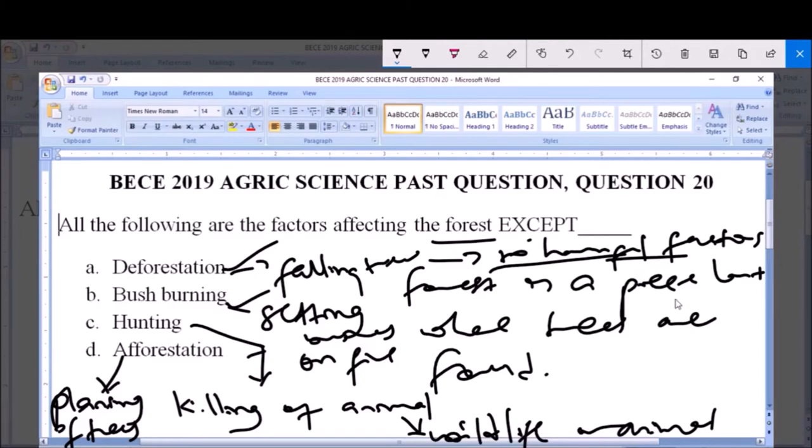Remember, a forest is a piece of land where trees are found. But C here, hunting, will affect wild animals, not the forest, and so therefore C is the correct answer to this question, hunting.